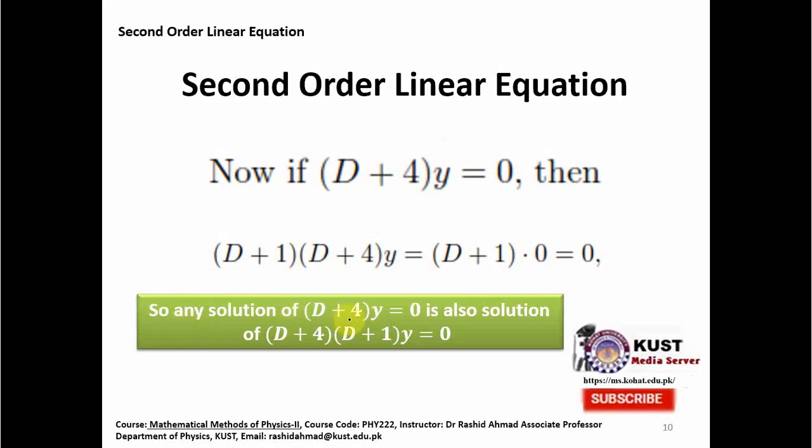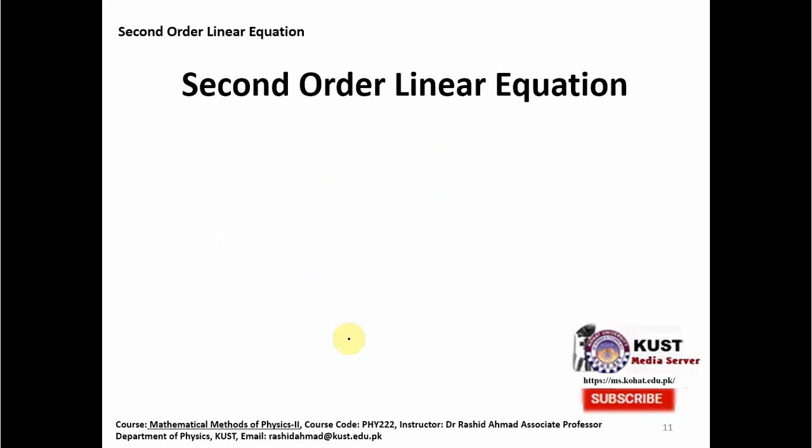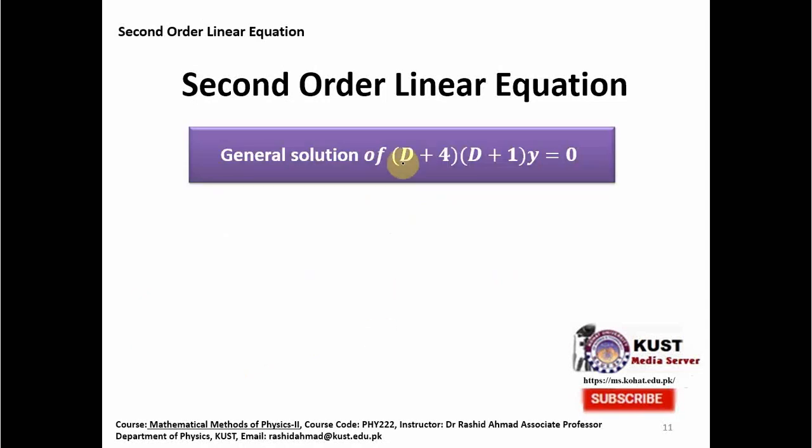So any solution of (D + 4)y = 0 is also a solution of this equation, which means that the general solution of (D + 4)(D + 1)y = 0 shall be of this form. We can linearly add these two solutions, because it's a linear thing, so we add the first solution and the second solution, and in this way we have got the solution of the second order linear differential equation.